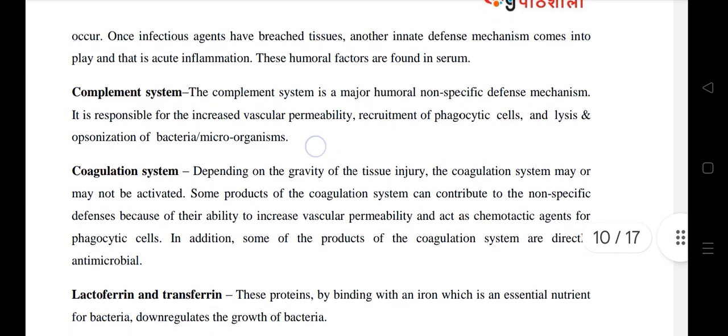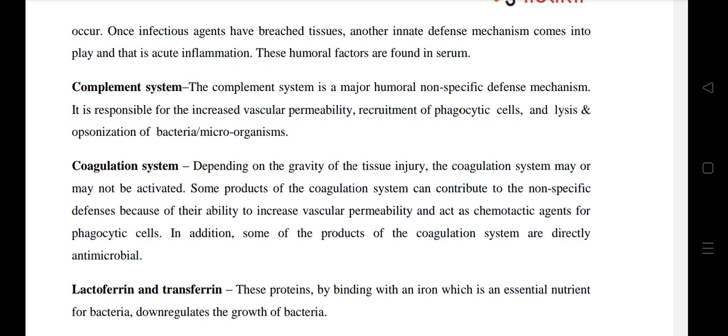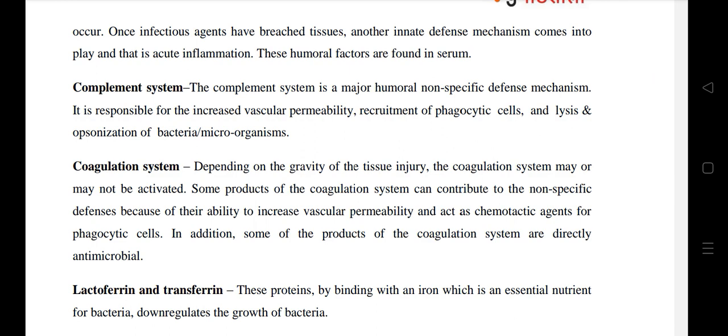Complement system. The complement system is a major humoral, non-specific defense mechanism. It is responsible for the increased vascular permeability, recruitment of phagocytic cells, and lysis and opsonization of bacteria or microorganisms. The complement system is a major humoral non-specific defense mechanism.